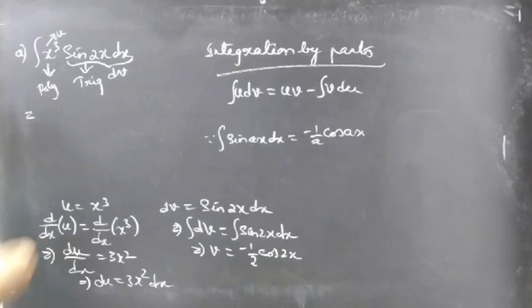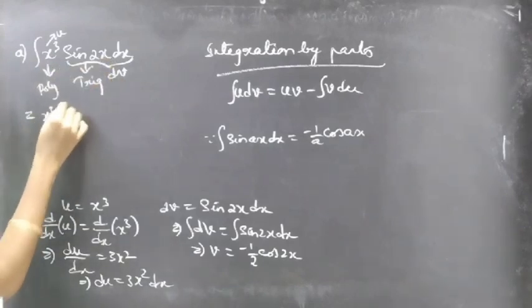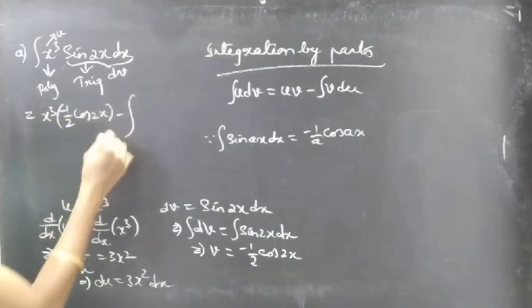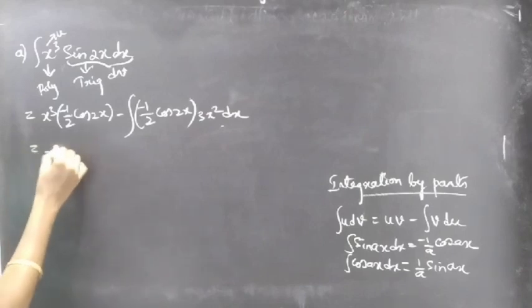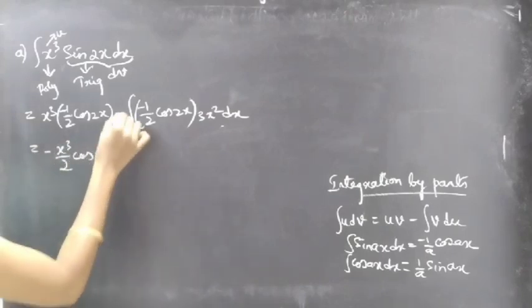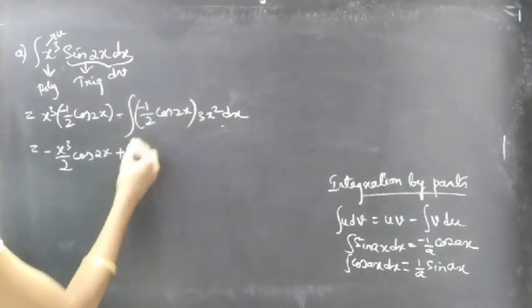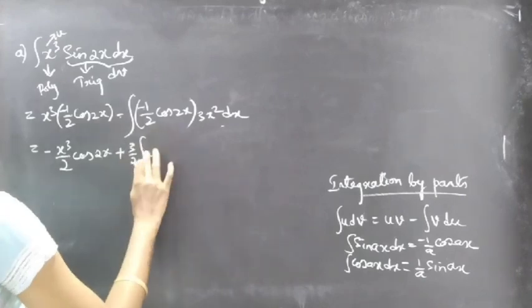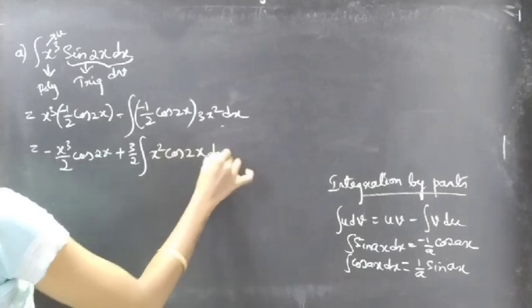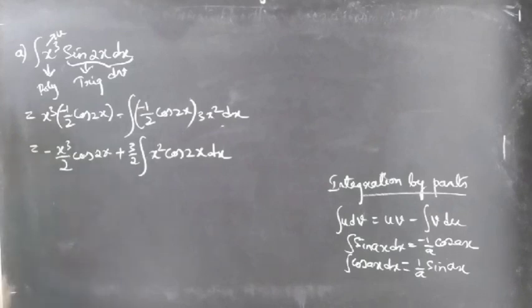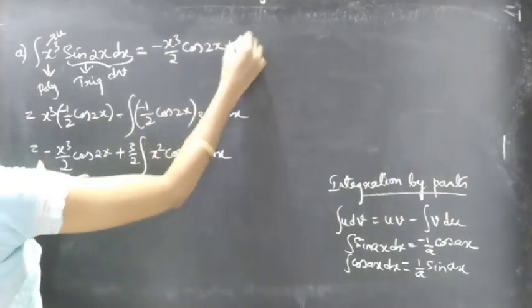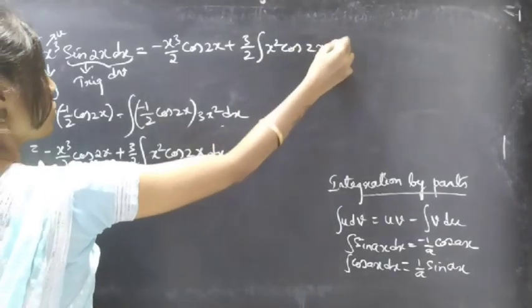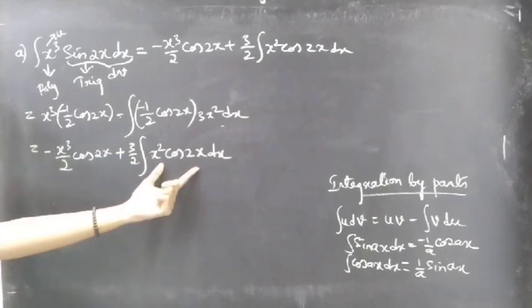Now, let's apply the formula. Integral u dv equal to u into v minus integral v into du, 3x square dx, right? This gives us minus x cube by 2 cos 2x, minus into minus plus. Now write the constants outside the integral. 3 by 2 is our constant, so let's write it outside the integral. We'll get 3 by 2 integral x square cos 2x dx, right? So we got integral x cube sine 2x dx equals minus x cube by 2 cos 2x plus 3 by 2 integral x square cos 2x dx, right? Let's evaluate integral x square cos 2x dx now.